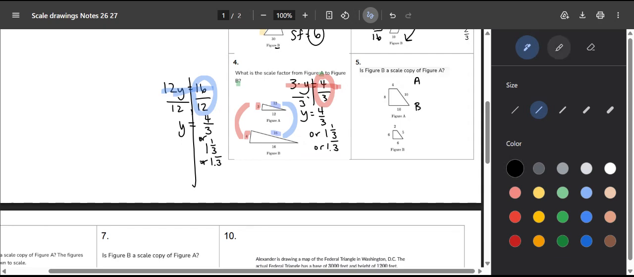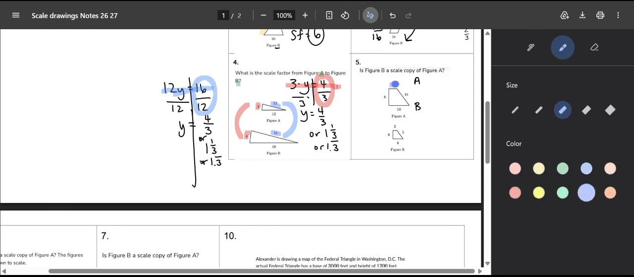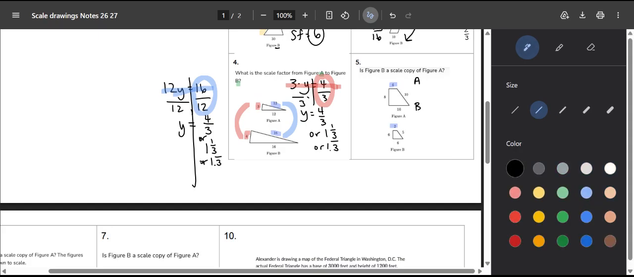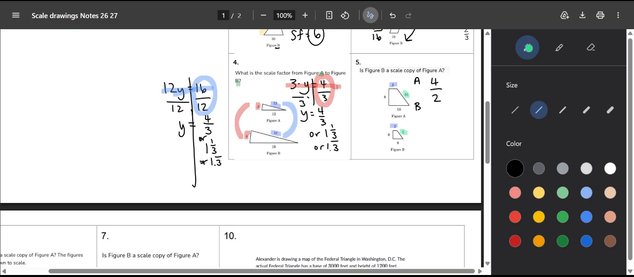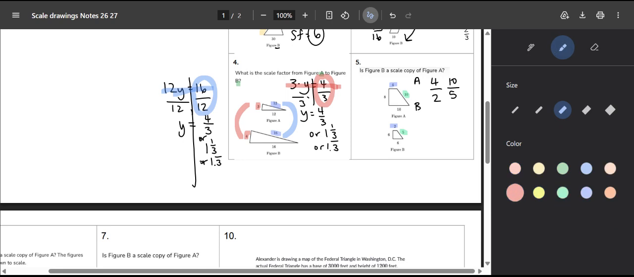I'm going to find my corresponding sides, so 4 and 2, 4 over 2. Pretty easy to tell what that is. We simplify that, it becomes 2. Let's do this one next. We've got 10 and 5, so figure A was 10 over 5. Does that simplify to 2? Yes, it does. So next, let's do that bottom side, the longest side.